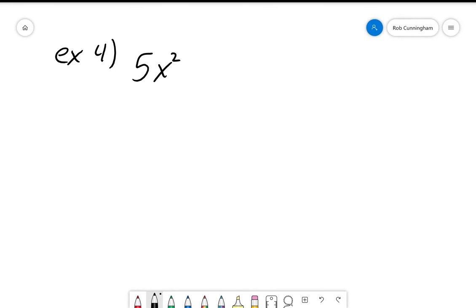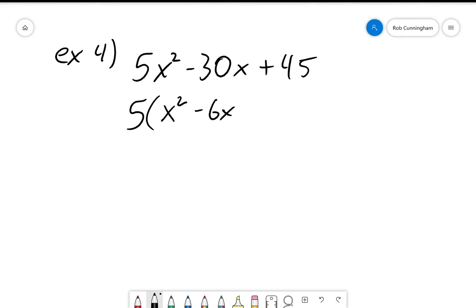5x squared minus 30x plus 45. Okay, step 1, it looks like there's a 5 that I can factor out of all 3 of these terms. So I get 5 times, okay, well 5x squared divided by 5 is just x squared. Negative 30x divided by 5 is negative 6x. 45 divided by 5 is positive 9. Now some of you might at this point already recognize this trinomial. We've been doing enough of this that you can probably recognize this right away.